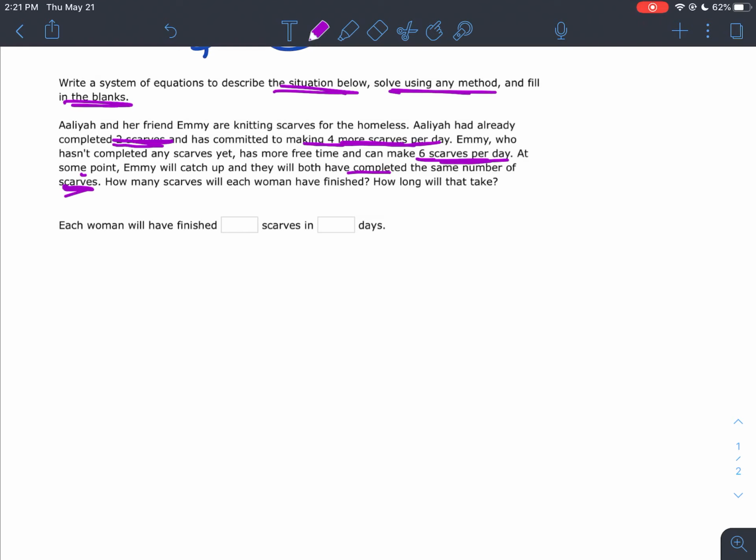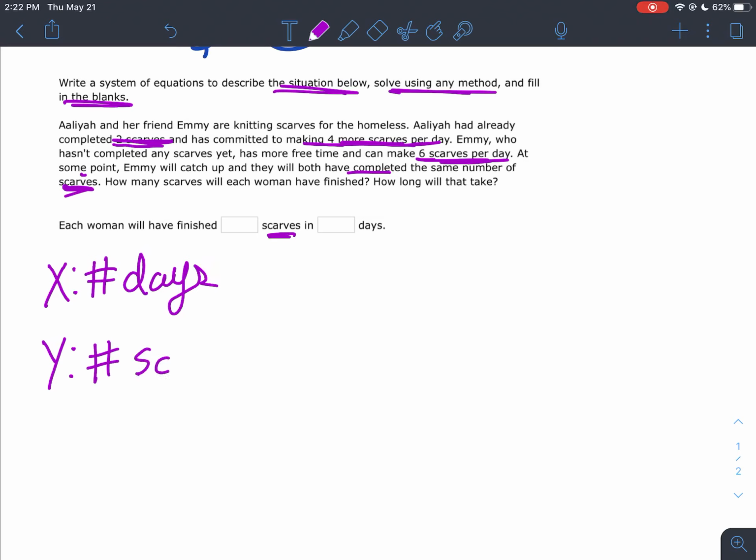So when we're looking at this and thinking about it, it's going to be easiest for us to think about it in terms of how many days have passed. So this is going to be number of days. Now, our y, which is the other thing in the situation here, is we're talking about scarves. So this is going to be number of scarves. So now we are looking at Emmy and Aaliyah.